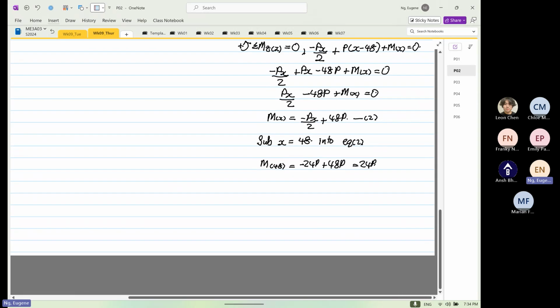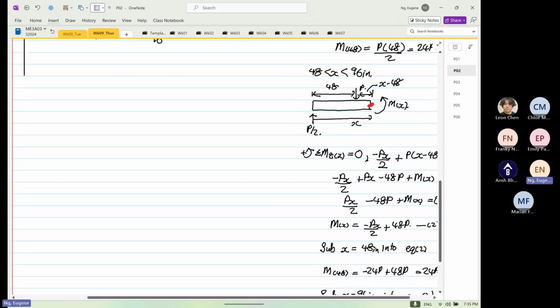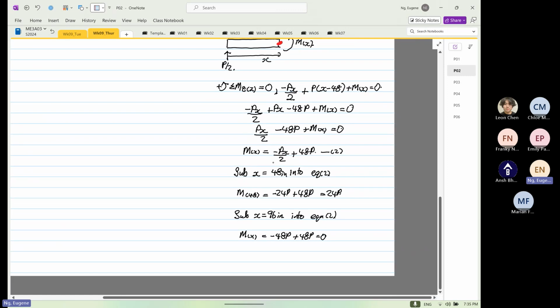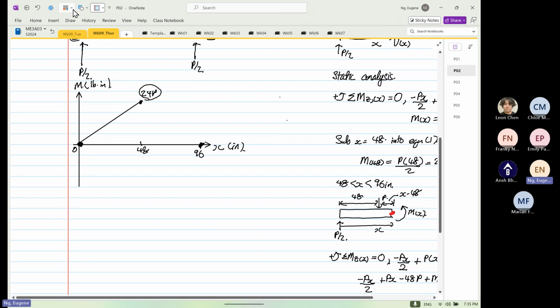So when we substitute, I think you can see the answer. When we substitute x is equal to 96 inches, right, into equation 2, we have M as a function of x is equal to minus 48P plus 48P. The answer is equal to 0. Okay, so this answer is over here. And we know that if we look at the parent function, the slope over here, because it's a function of x, this is a gradient. It is what? Negative. So the line is coming down in a negative way.